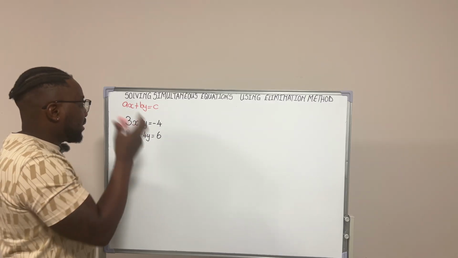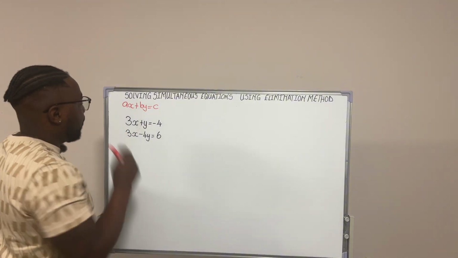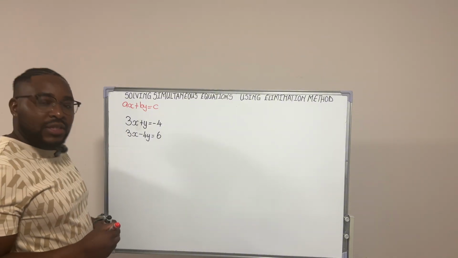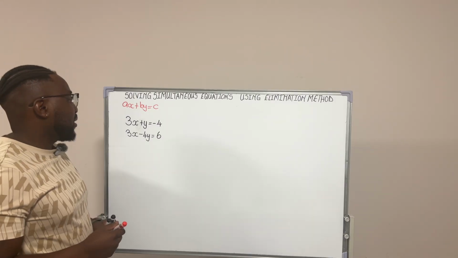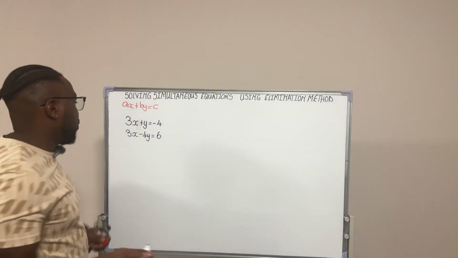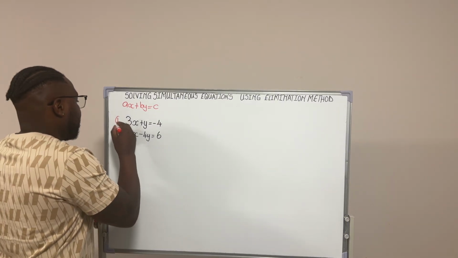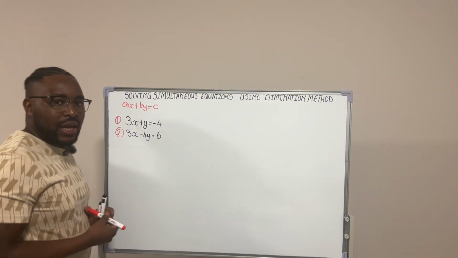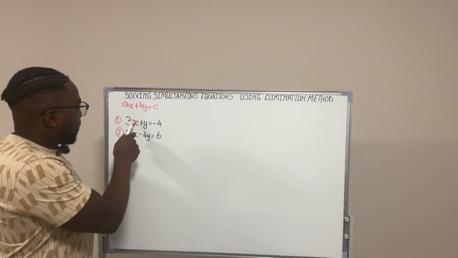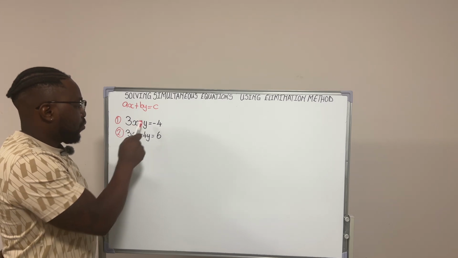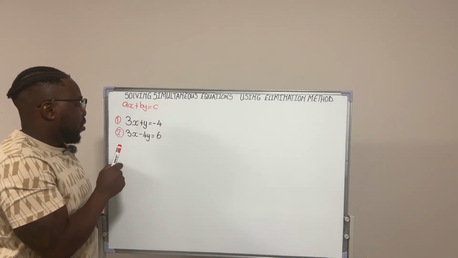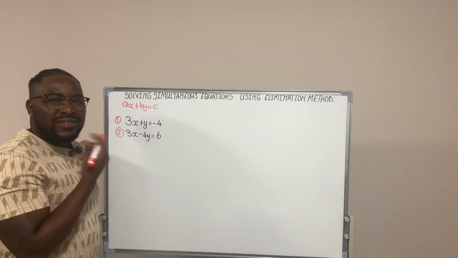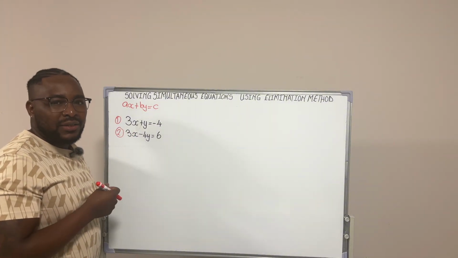Okay, now let's get into this lesson and work out our first question on our whiteboard. The first thing we have to do is label our equations. This is our first equation and this is our second equation. Now let's look at our x variable and y variable. Which of these two variables do you think would be easier for us to cancel or eliminate?